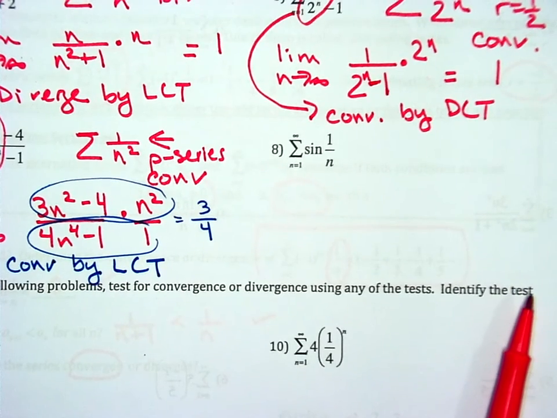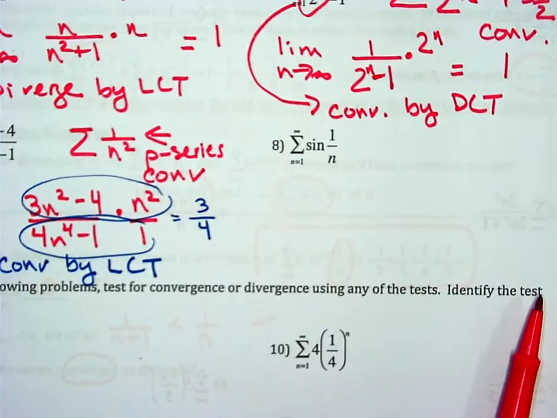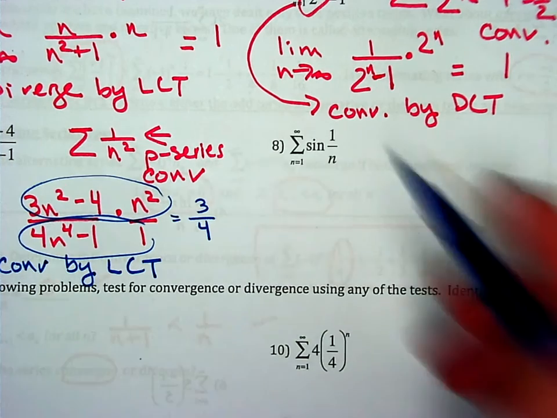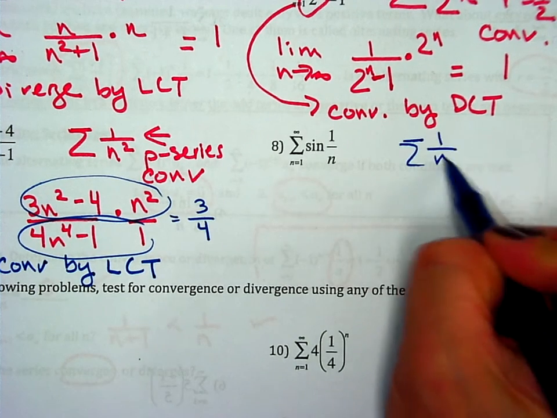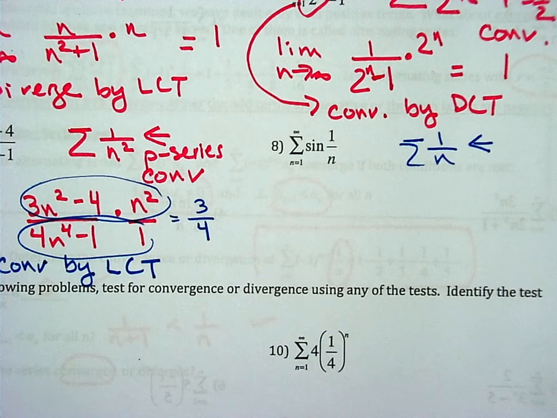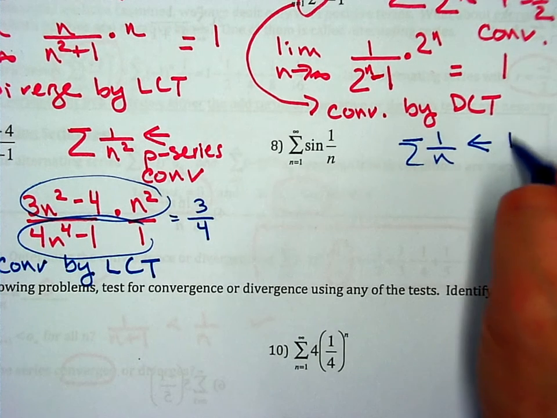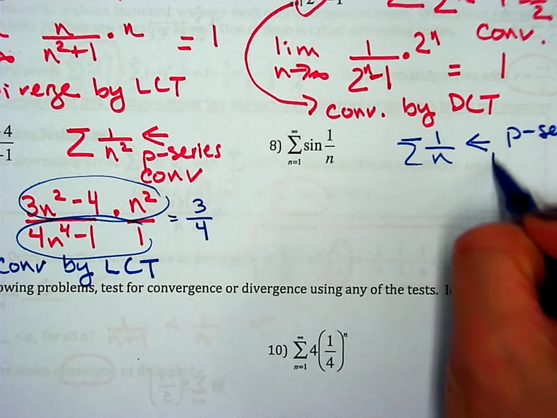Okay, this last one, number 8, is a little bit odd. It's not your typical type of problem, but I do see this 1 over n, which we have worked with before. So I'm going to compare it to this. That's the only thing in here that looks somewhat familiar. So I'm going to compare it to a p series, 1 over n, which diverges.